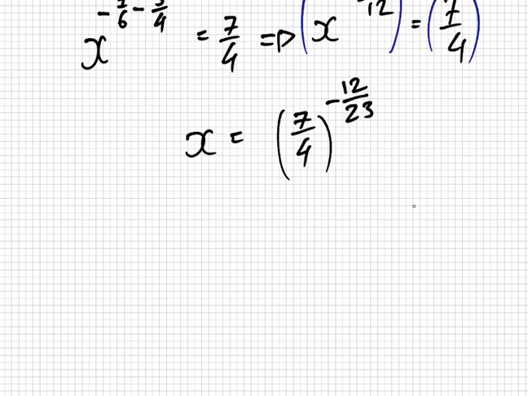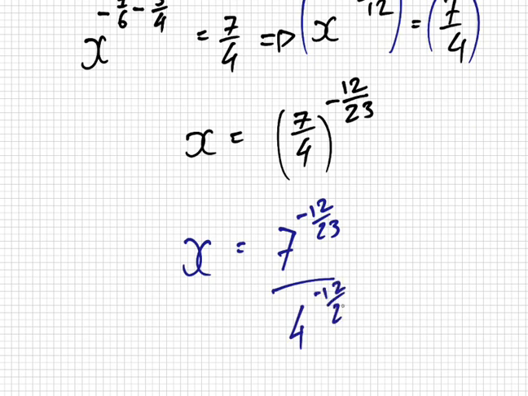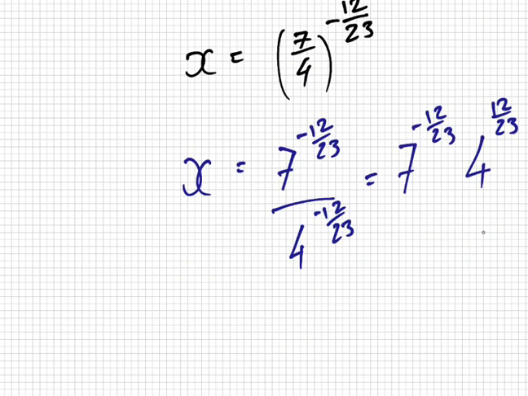What I was going for the answer at the back was to write it like this. x is 7 power minus 12 over 23 over 4 power minus 12 over 23, which is 7 power minus 12 over 23, 4 power 12 over 23. But at the back I have 7 power minus 12 over 23, 2 power 25 over 23.